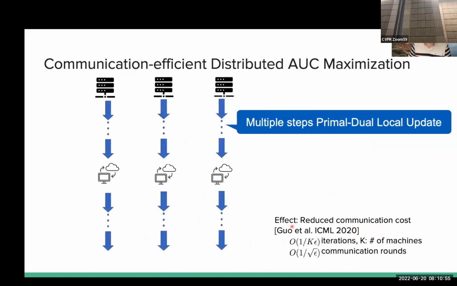At ICML 2020, they provided communication efficient distributed AUC maximization. The idea is that instead of communicating after every step, they communicate only after multiple steps of primal dual local updates. The effect is that they can reduce the communication cost. Basically, they show a linear speed up, which means they need 1 over k epsilon iterations to find the epsilon optimal solution, and they only need on the order of 1 over square root of epsilon communication rounds. The previous one was 1 over epsilon, and this is 1 over square root of epsilon, so it's much better.